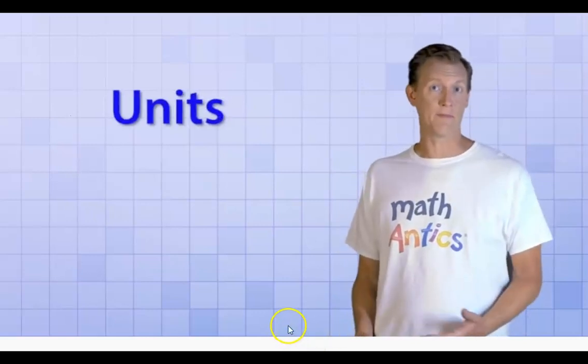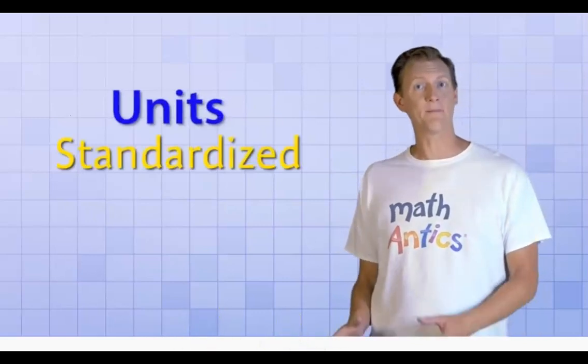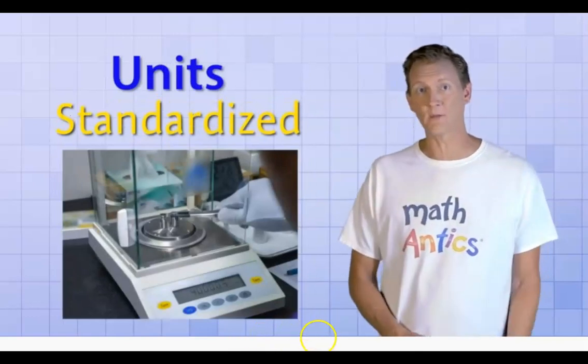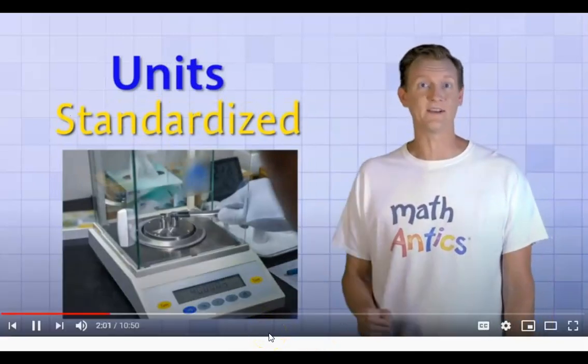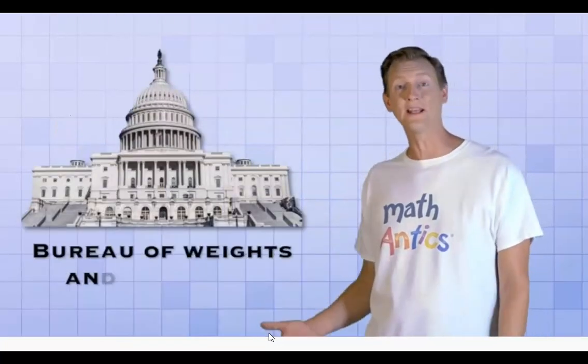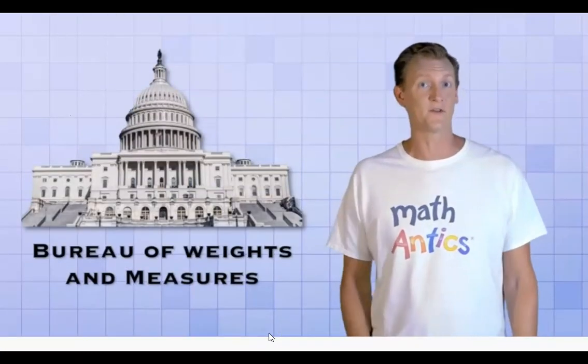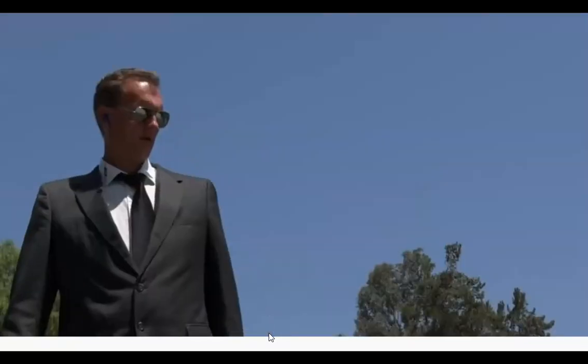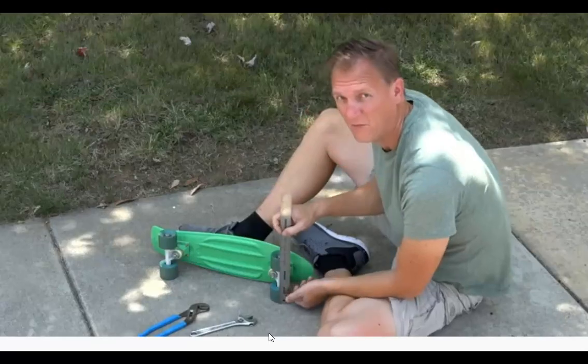To get around this problem, the units that we use in math and science are standardized, which means that they match official standard amounts that can be measured over and over again to give exactly the same result. There's even a government agency called the Bureau of Weights and Measures that defines and maintains those standard amounts.